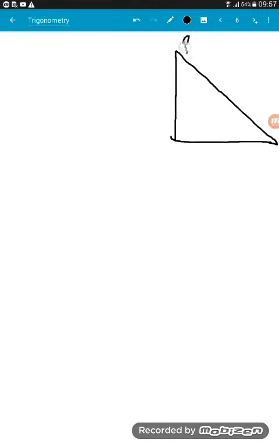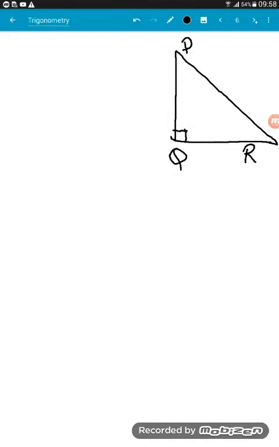So according to the diagram given in our textbook, this is P, Q, R, right angle at Q. Here you don't need to write "given" and all, it's given in the textbook, but no need to write those stuffs. Directly you can do it.